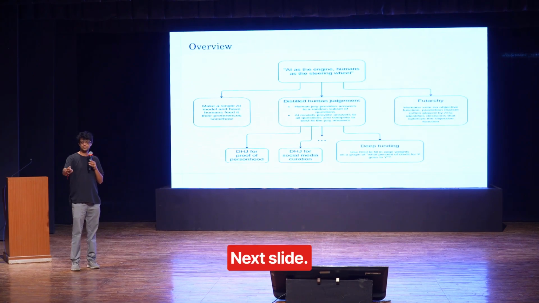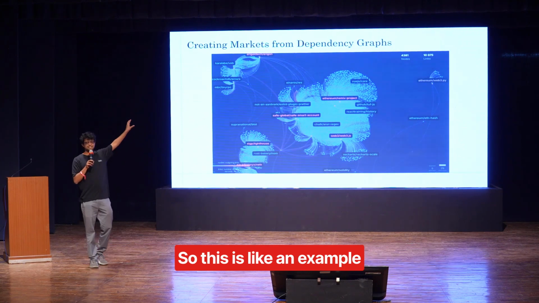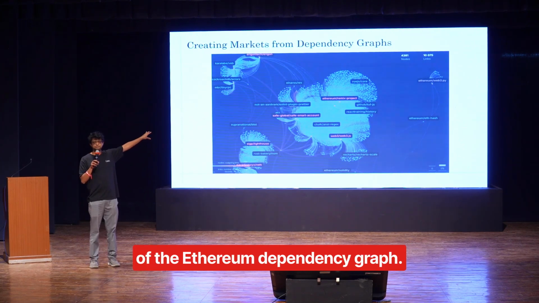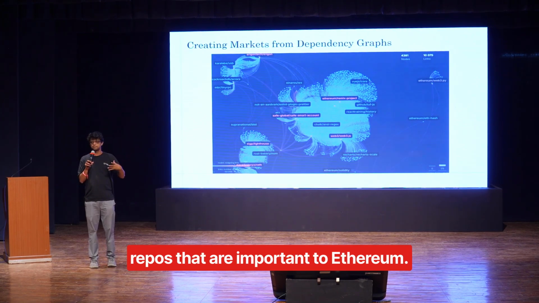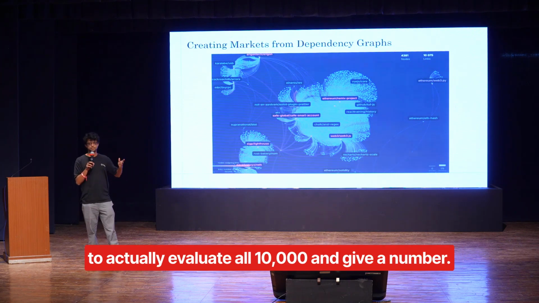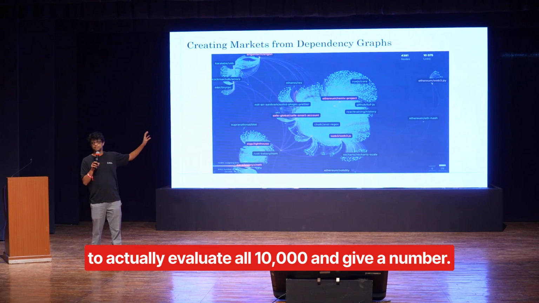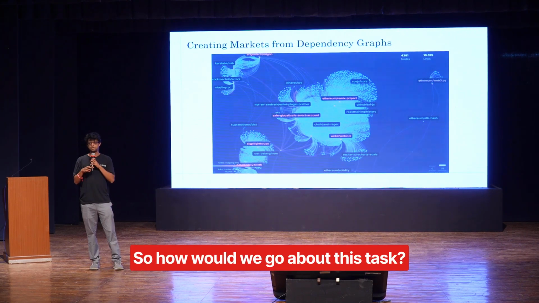Next slide. So creating markets, how do we create it? This is an example of the Ethereum dependency graph. There are about 10,000 different repos that are important to Ethereum. This is obviously beyond the ability of any human to actually evaluate all 10,000 and give a number. So we do need AI to give us an answer for it. So how would we go about this task?